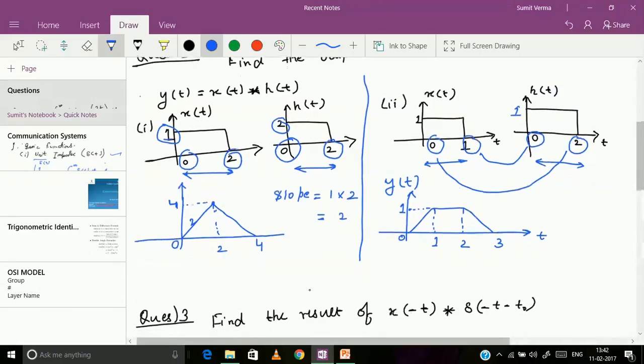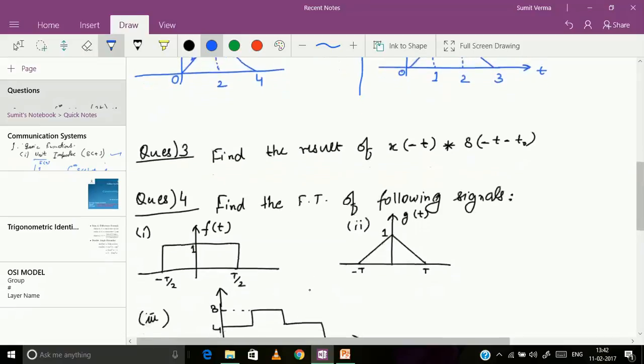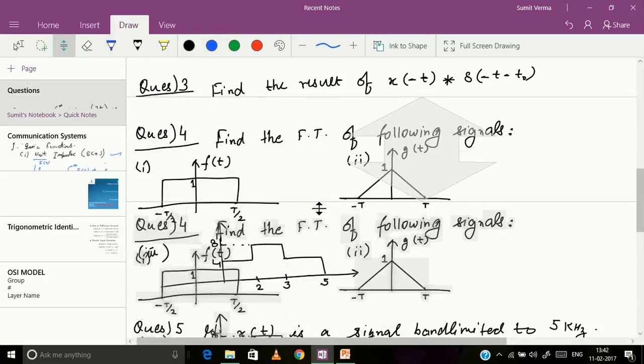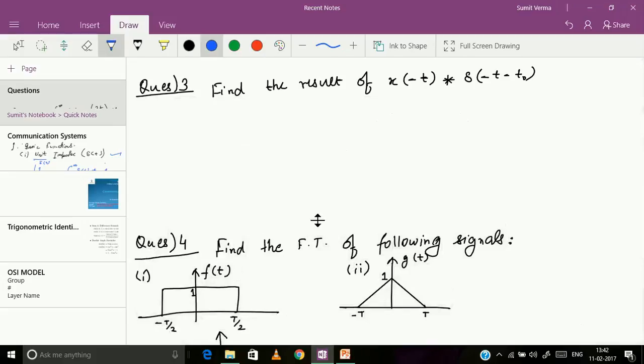So now, moving to the next question, we'll see how to convolve with an impulse function. So it is a pretty straightforward question here. It is asking you to find y(t) as convolution of x(-t) and delta(-t - t0).